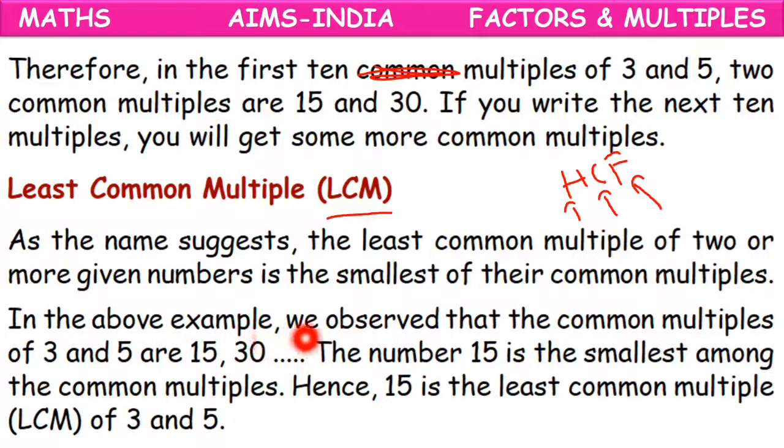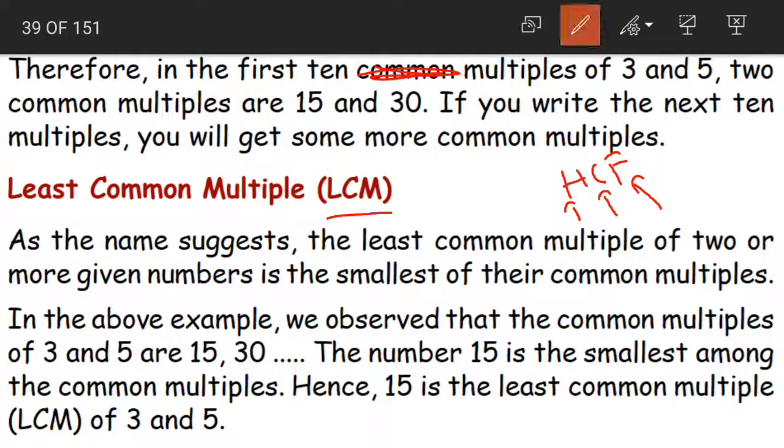In the above example, we observe that the common multiples of 3 and 5 are 15, 30 and so on. See, and so on. That means we do not know what more common multiples we are having. There are a few more common multiples, but we do not know as of now. Now the number 15 is the smallest. Yes or no? This is our first common multiple, so it becomes our smallest common multiple. Hence 15 is the LCM, that is the least common multiple of 3 and 5.